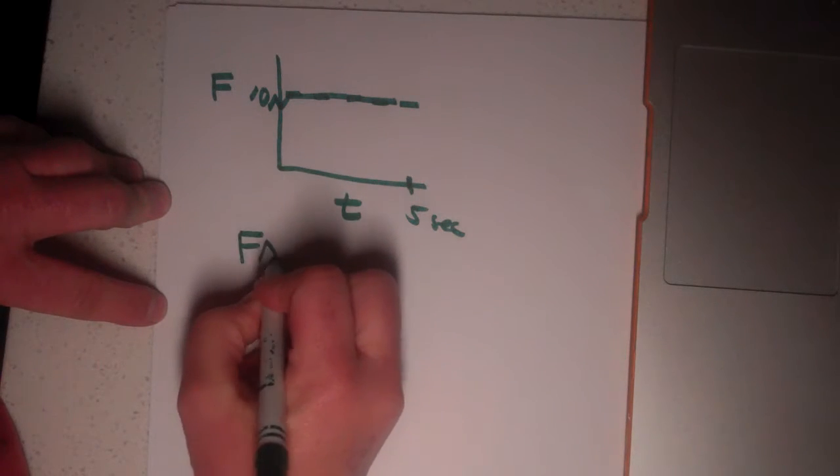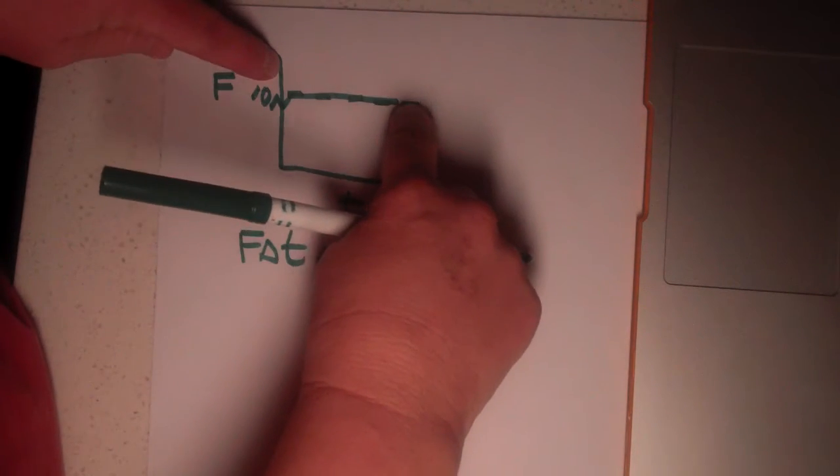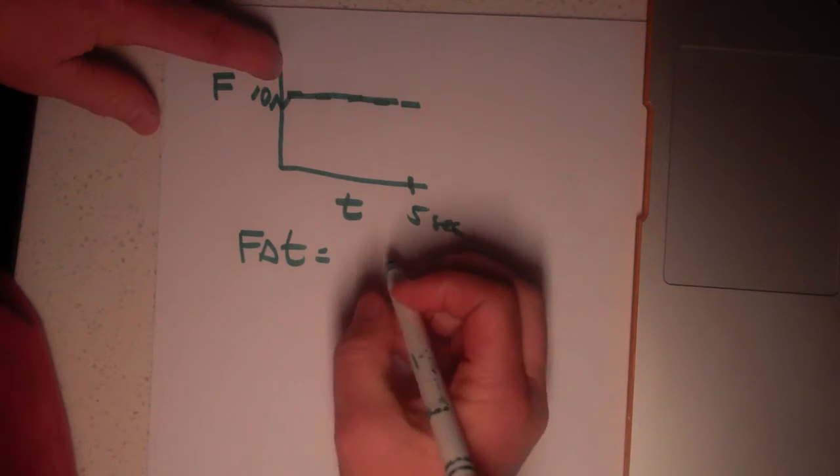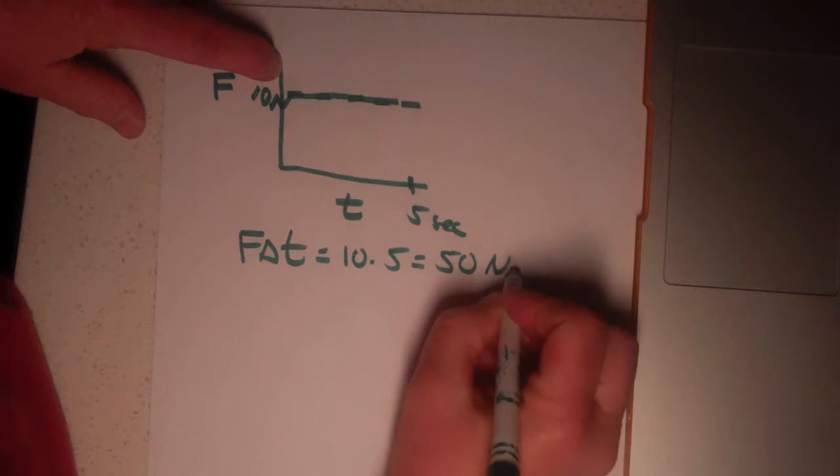Impulse is force times change in time. So in this case it's super easy. The force is 10 the entire time. The time is 5 seconds, so it would just be 10 times 5 is 50 Newton seconds.